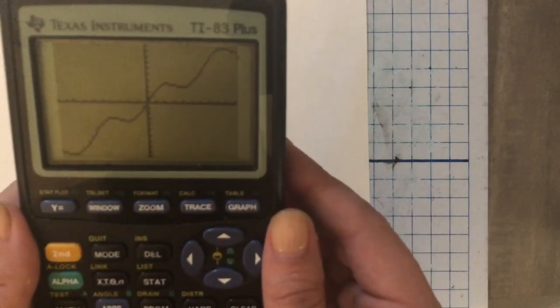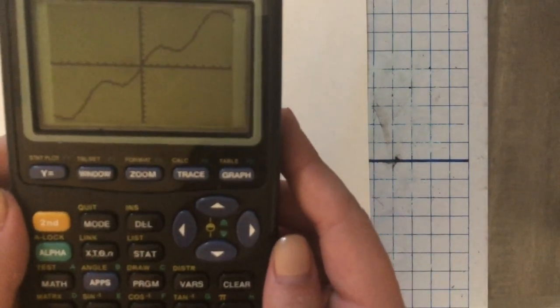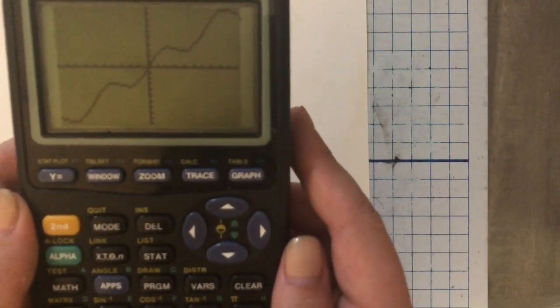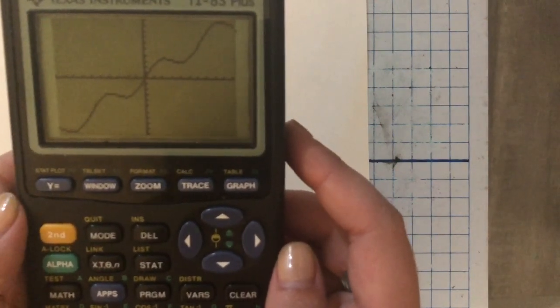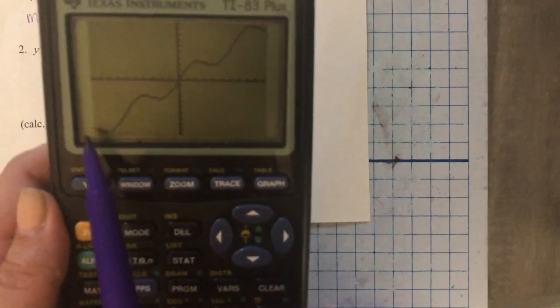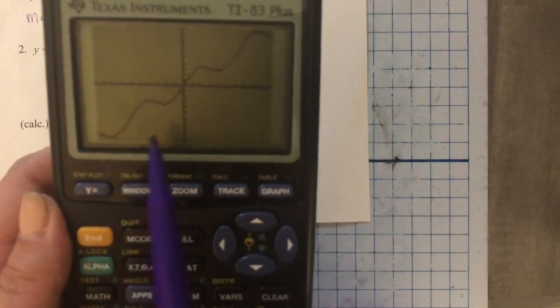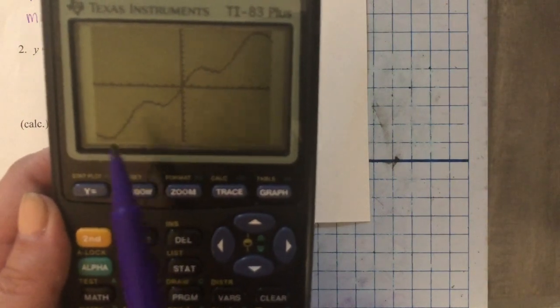Now, oh my goodness, I have so many, right? So I want to look for minimums. Let's just do minimums first. It doesn't matter which order you do them in. Automatically I see that there's a minimum right here. Let me put it with my pen so you can see it better. It was up and then it goes down and then it starts going back up. So this right here is going to be a local minimum.